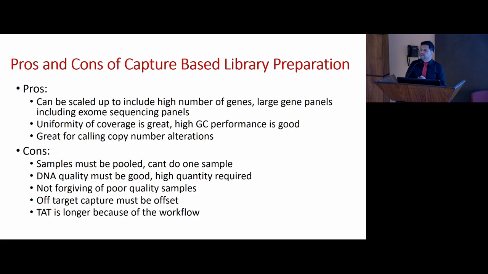There are no primers, so everything is uniform. The uniformity of coverage is great, and it also does well over GC rich regions. And it's great for calling copy number alterations. Cons: sample must be pooled.